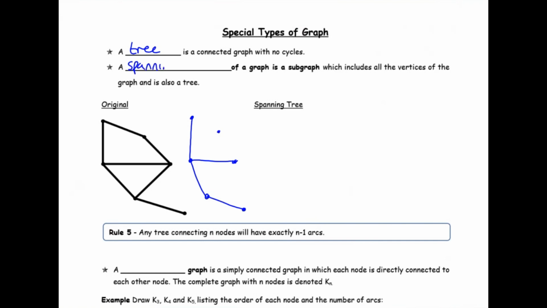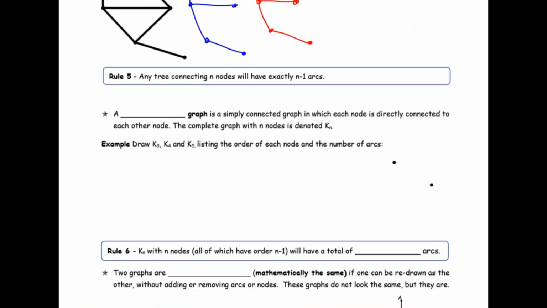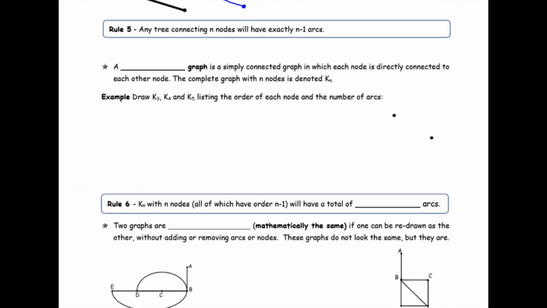What we call a spanning tree is a graph or a subgraph which includes all of the vertices of the graph and is a tree. So something like that joins up all of the vertices. It is a tree, there's no cycle, so this one is a spanning tree. We'll come back to these later on in future packs.